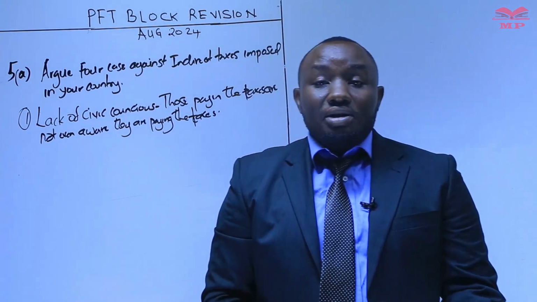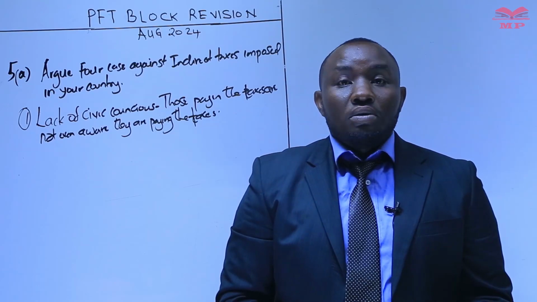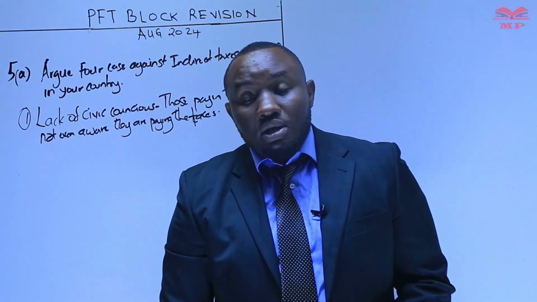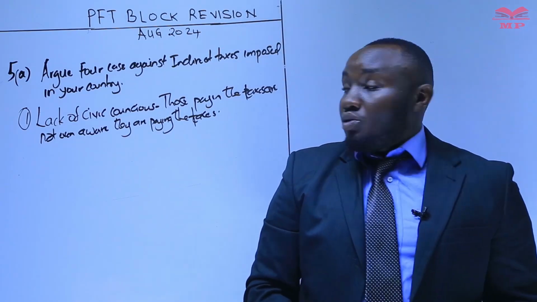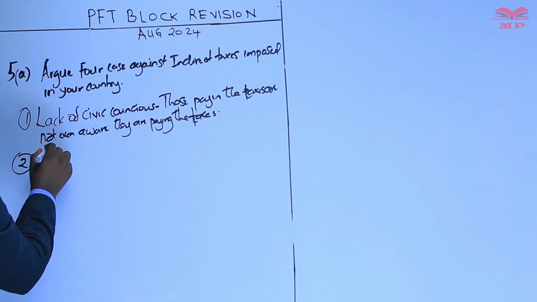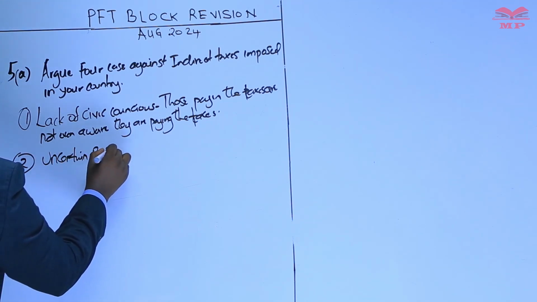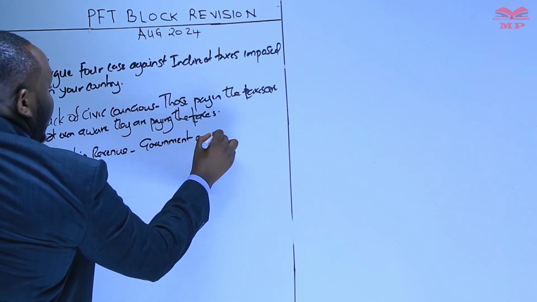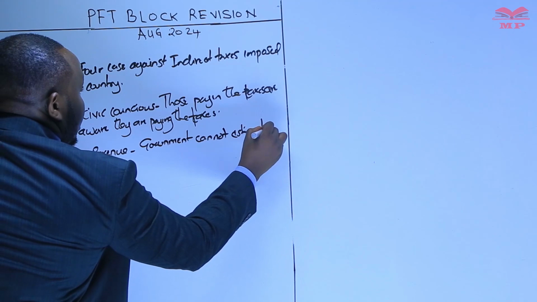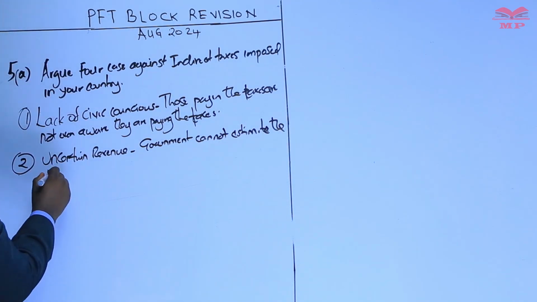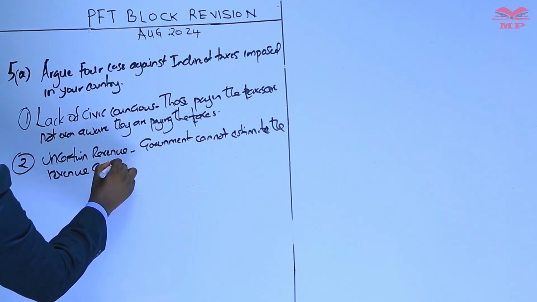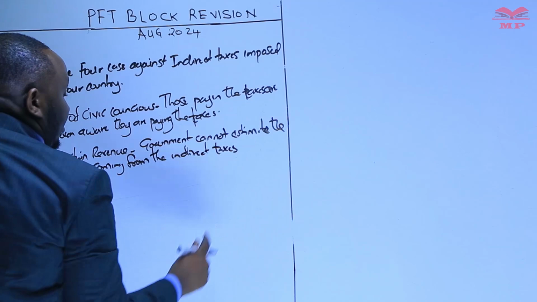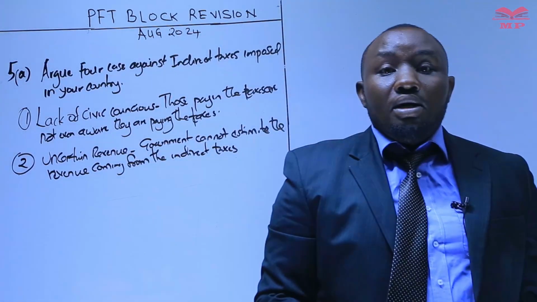Number 2, we talk about uncertain revenue. Revenue is very uncertain. You cannot estimate the amount of revenue that is supposed to come from the indirect taxes. So we call it the uncertain revenue. The government cannot estimate the revenue coming from the indirect taxes.